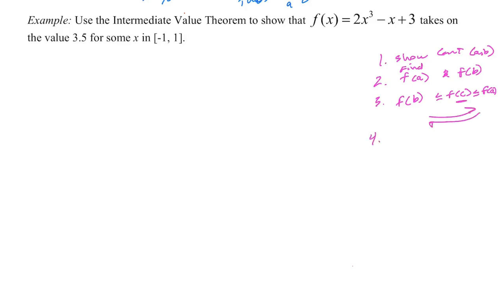After we do that, we're going to say there's some c within the interval they gave us such that, by IVT, f of c equals whatever I'm looking for. That's kind of the process. So let's go through here.